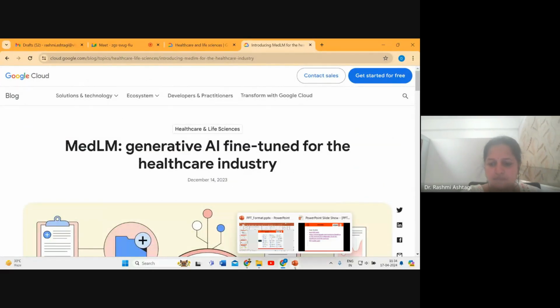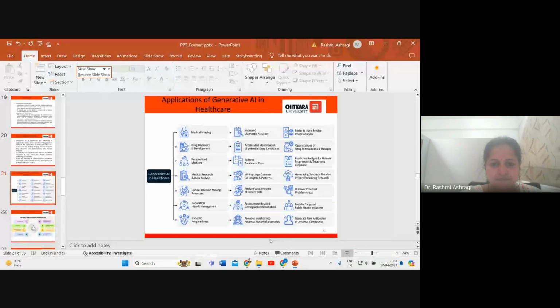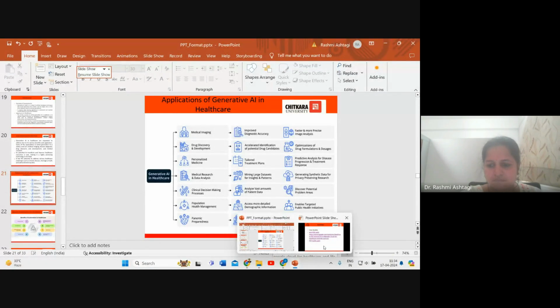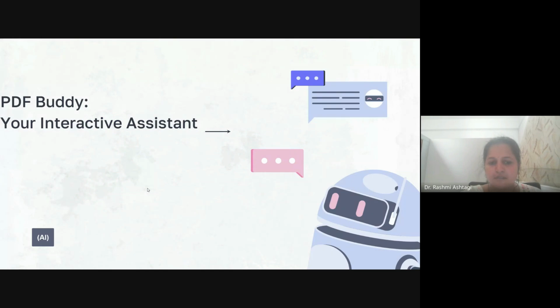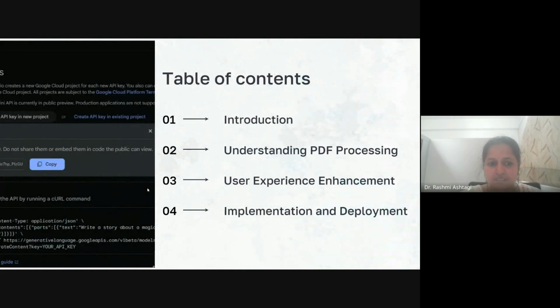The next one. Okay, I have done one more that is for the medical. This is Gemini itself, but it is a customized Gemini which I have made using some coding and all.